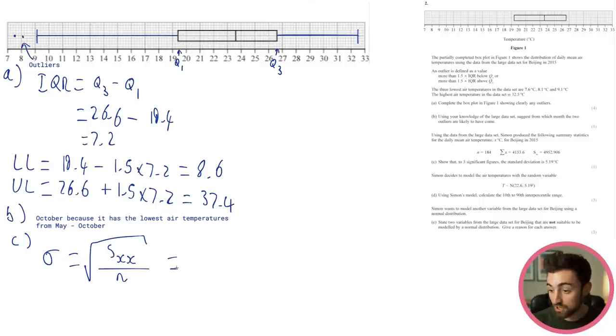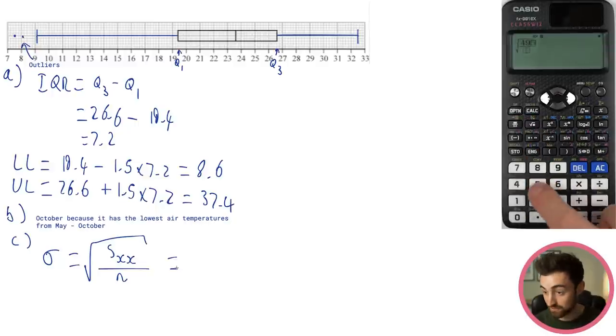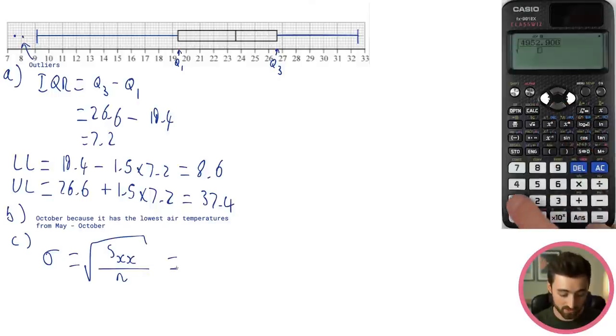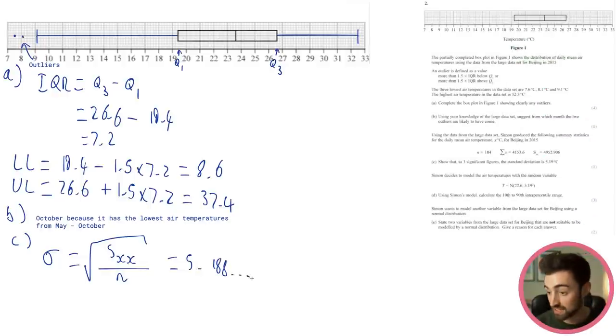Square root of, it's not 4153, careful, it's 4952.906, and then divided by n, which is 184. And that is 5.188... and it says to three significant figures, so 5.19. Perfect. Okay, we're getting through here.